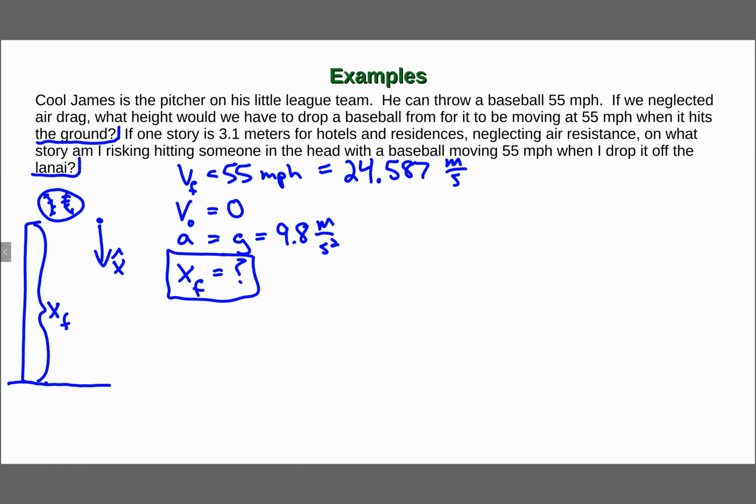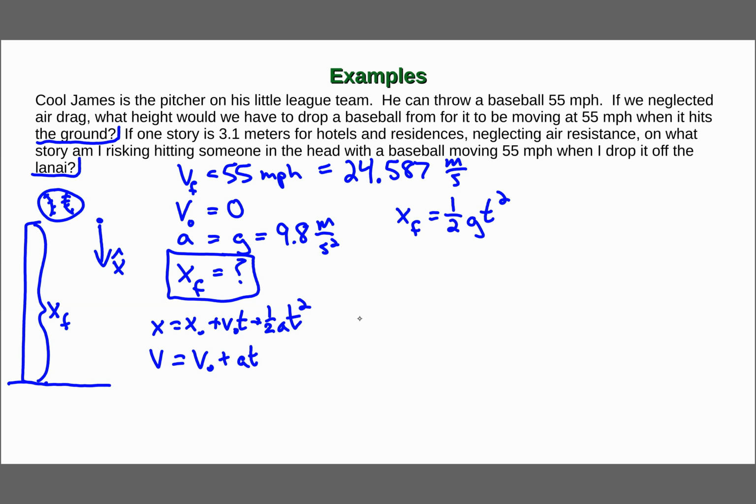So I'm going to solve this with 1D kinematics and the equations that I want to use. I'm going to use just the basic ones again. X equals X naught plus V naught t plus 1/2 A T squared. And I'm going to use V equals V naught plus A T. And again, I've set up my coordinate system so that X naught and V naught are 0. So I have X final equals 1/2 g t squared. I know g, X final is what I want to find, but I don't know t yet. My other equation, V final equals g t. Again, V naught is 0.